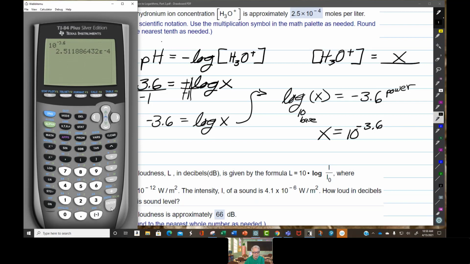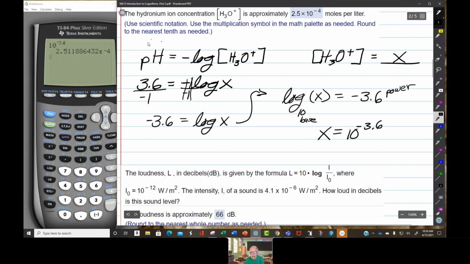Don't panic. Now, the instructions say use scientific notation, use the multiplication in the math palette. Well, we'll do that. And then we're going to round to the nearest tenth. So we're going to round to 1 decimal place. That's what the nearest tenth is. So over here, we have this really long decimal.